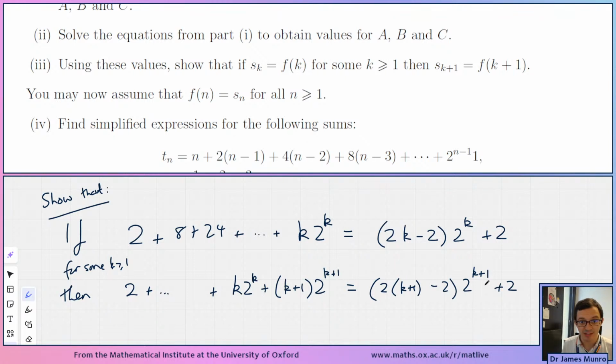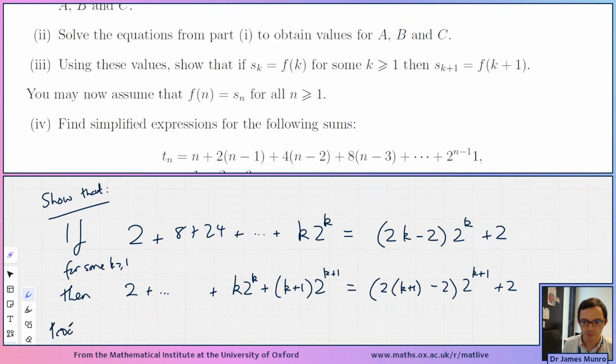Show that if this is true for some k greater than or equal to 1, then plus k 2 to the k plus another term is equal to F of k plus 1. So if you replace in the sentence for part 3 S_k with this, S_k plus 1 with that, F_k with this, and F_k plus 1 with that, you lose any mystery from what's going on. You're being asked, if this mad sum is that, show that this sum is equal to this.